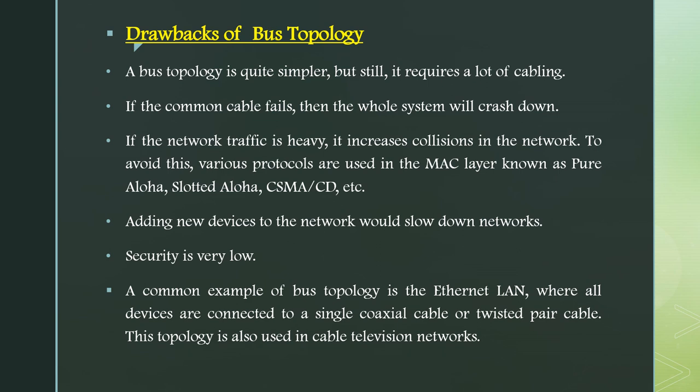CSMA/CD, etc. Adding new devices to the network would slow down the network. Security is very low. A common example of bus topology is the Ethernet LAN, where all devices are connected to a single coaxial cable or twisted pair cable. This topology is also used in cable television networks.